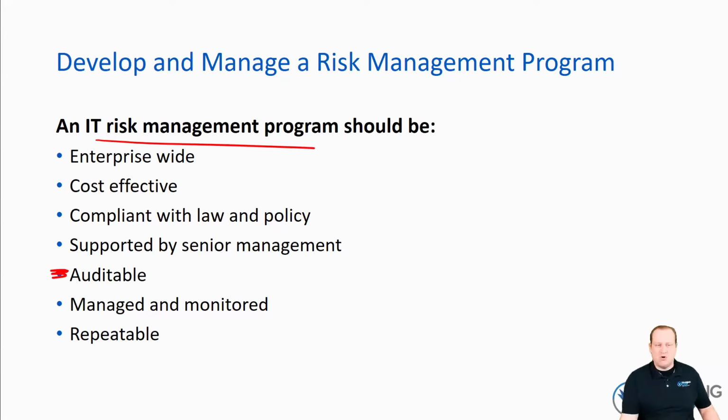Having a risk management program required, how do you prove it? Make sure it's auditable. Make sure there are records, there's a paper trail. This is why risk registers are so critical. A risk register is a document where you list out all the risks and how you're addressing them and who's responsible for making sure those problems are solved. Managed and monitored, of course.